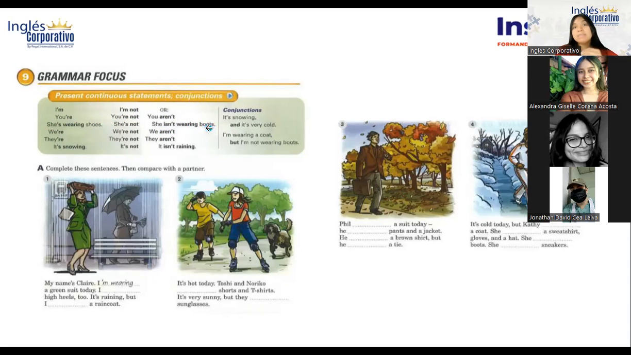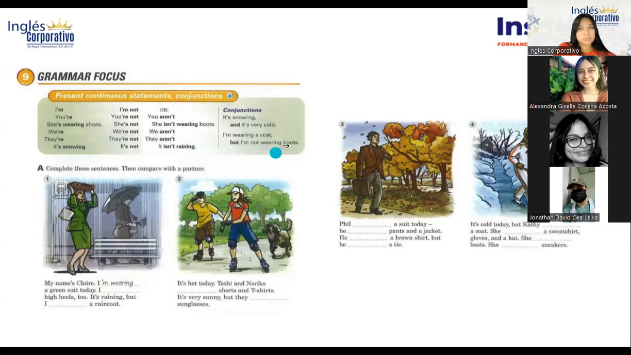Mira la negativa, la contracción negativa se puede hacer de dos maneras. Yes? So the first one is she's not wearing boots, or she isn't wearing boots, like that. Yeah? Then we have we're not, or we aren't. Se puede hacer de dos maneras la contracción negativa, as you can see right here. There, we have they are not and they aren't. And we also have it's snowing or it's not or it isn't raining. La contracción negativa, it's not or it isn't raining.